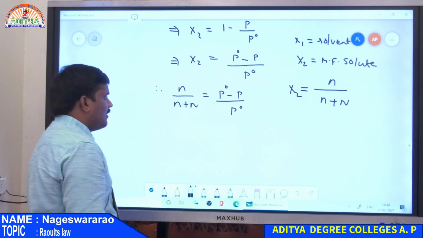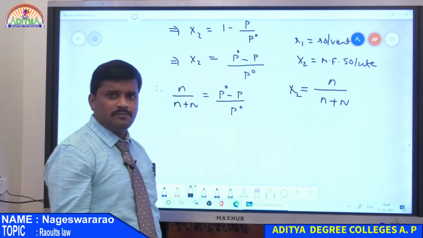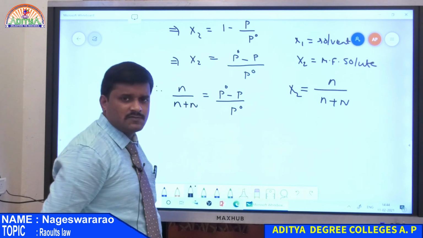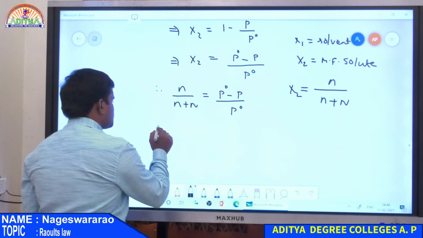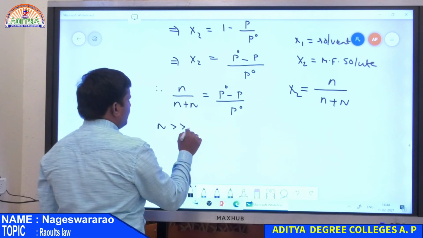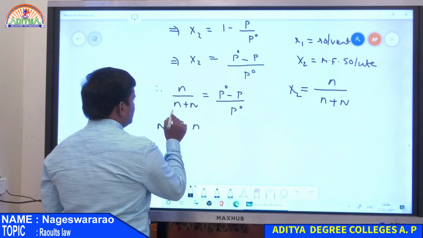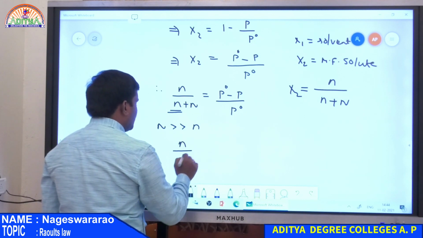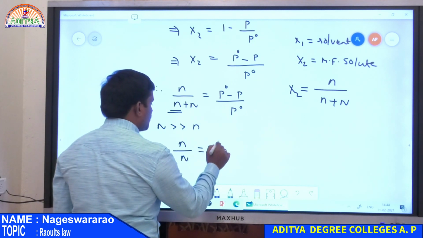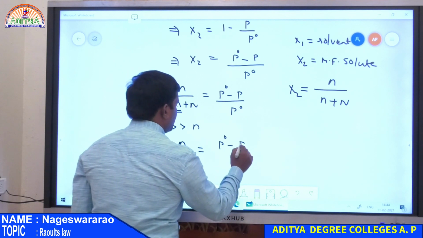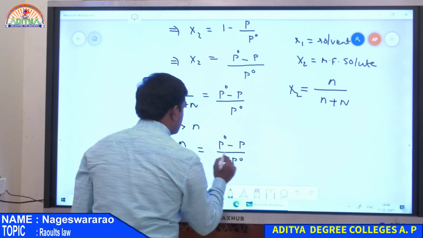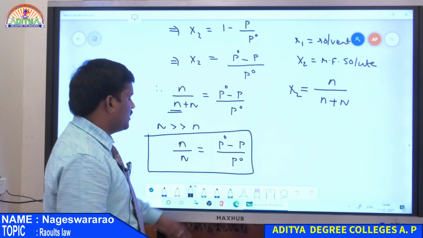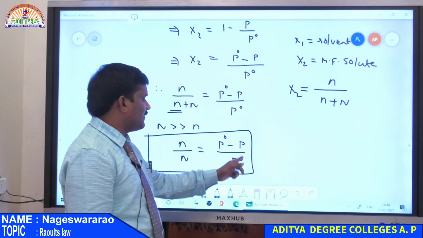Our solution is a dilute solution. It means the total number of moles of solvent, capital N, is large. Capital N is very high compared to small n, and hence this term is neglected in the denominator. Therefore n by capital N is equal to (P naught minus P) divided by P naught. So this is Raoult's law, relating lowering of vapor pressure.